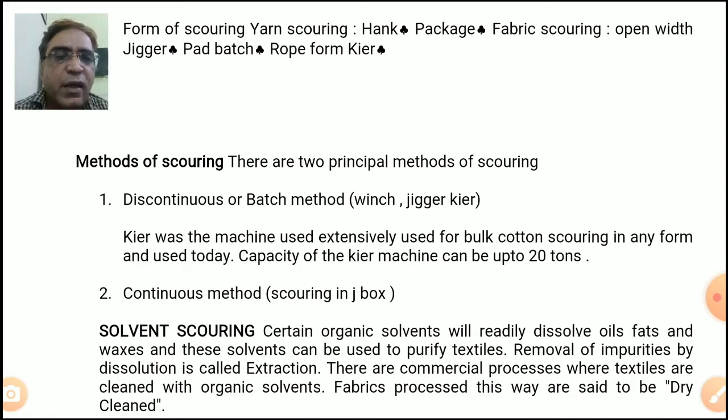Side by side, in the continuous methods, in the rope form or in the sheet form, we normally use J boxes. J boxes are the big machines which are of the shape of the English letter J. That is why they were called J boxes.